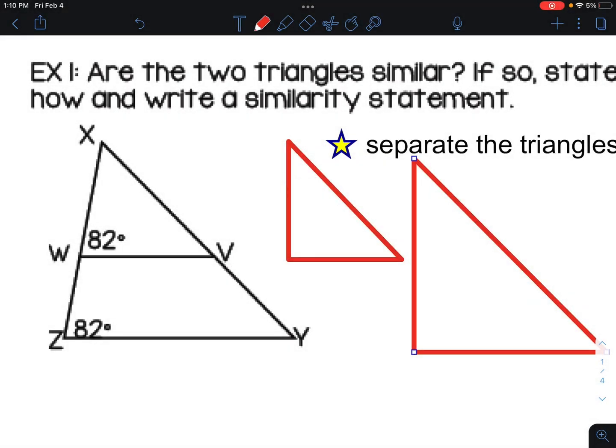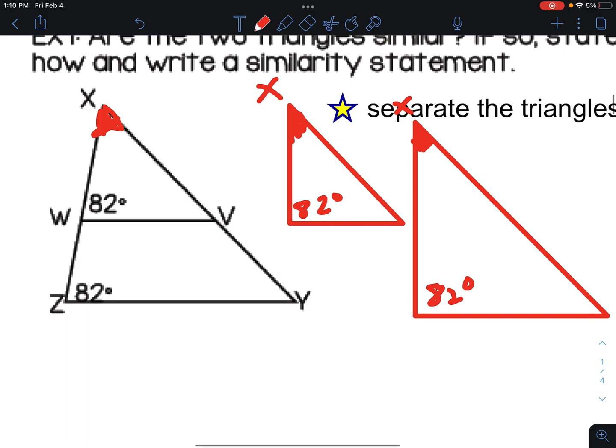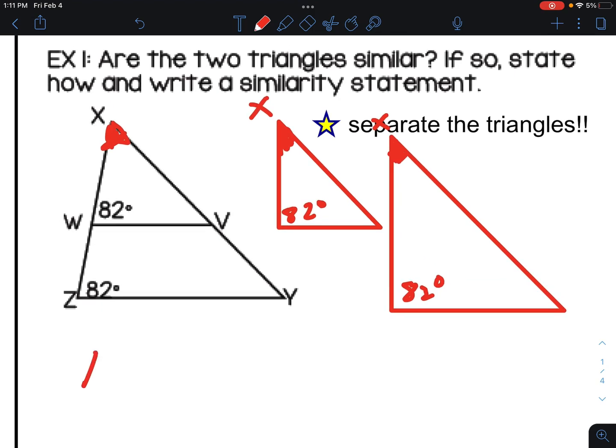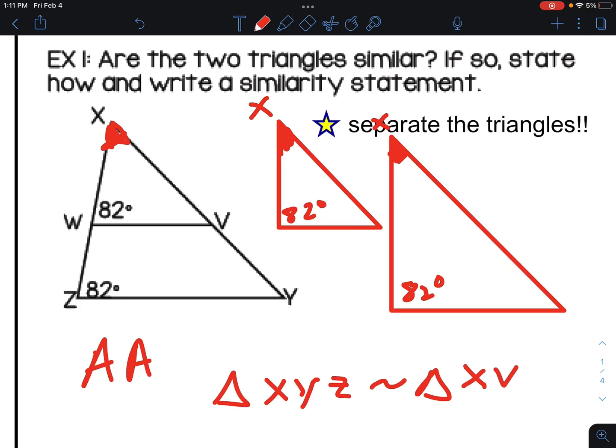We have 82 degrees and 82 degrees. That was the given. And here's the trick. Both of these are x and x. So they have angles that are congruent. How many angle pairs? We got one angle pair, two angle pairs. So yes, these triangles are similar using AA. And then we would say triangle XYZ is similar, that's the symbol for similar, is similar to triangle XVW. X goes with X, Y goes with V, and Z goes with W. So that's just a simple AA.